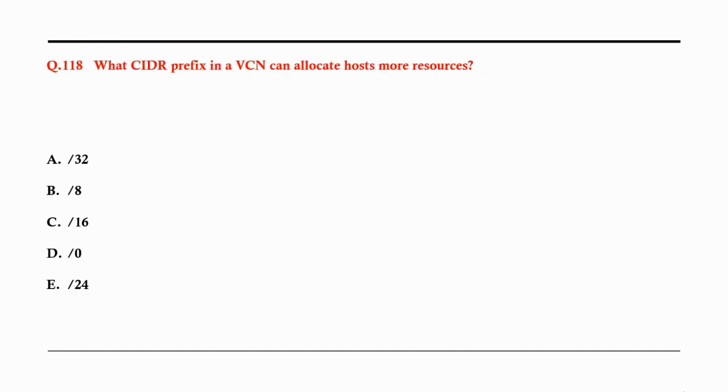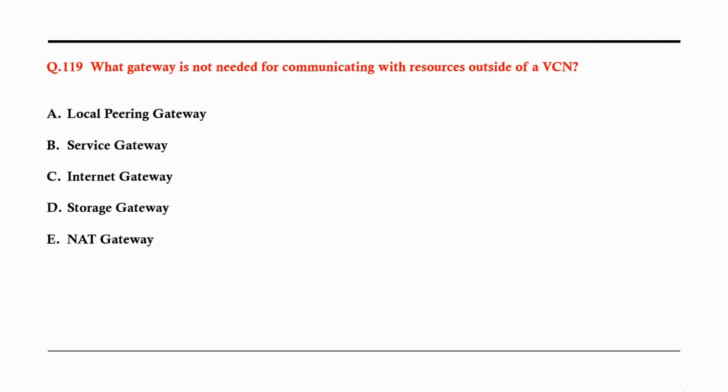Question 118. What CIDR prefix in a VCN can allocate the most host resources? The correct answer is C, /16 range. Question 119. What gateway is not needed for communicating with resources outside the VCN? The correct answer is storage gateway.